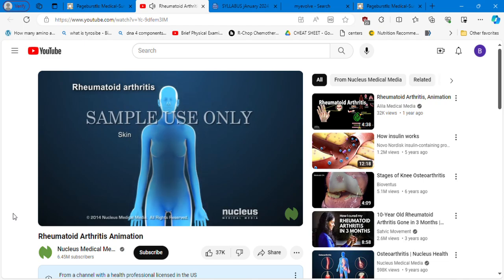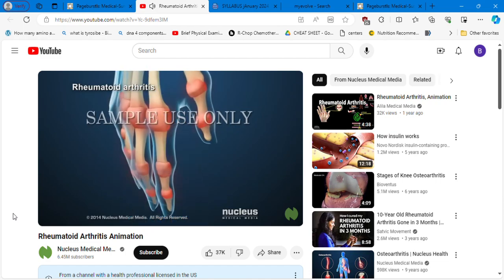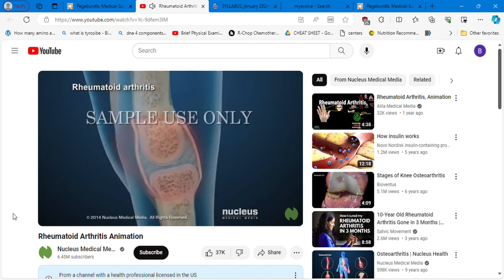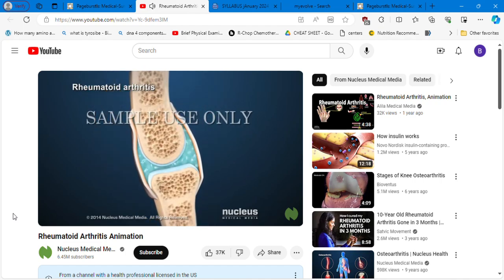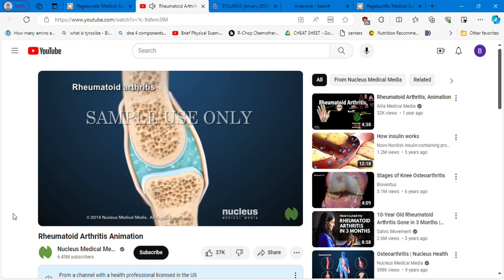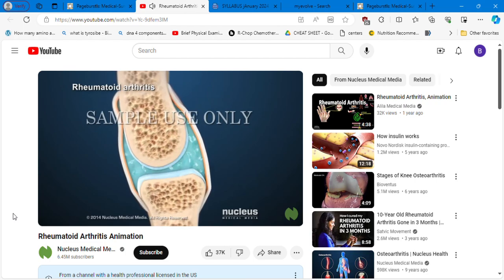skin, heart, lungs, kidneys, nervous system, and digestive tract. That's everything. Rheumatoid arthritis is an autoimmune disorder. This means the body attacks itself by mistake. In rheumatoid arthritis, the immune system attacks joint and organ tissues.